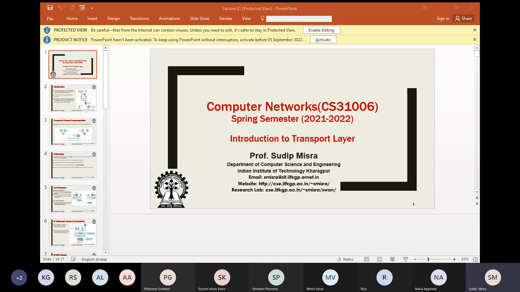So let us try to understand this concept of process to process communication. Often in interviews particularly, people ask, so what is this process to process communication? This is a very important and central concept to the transport layer. So you should understand this very well.